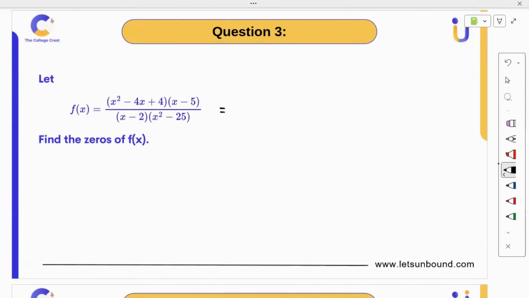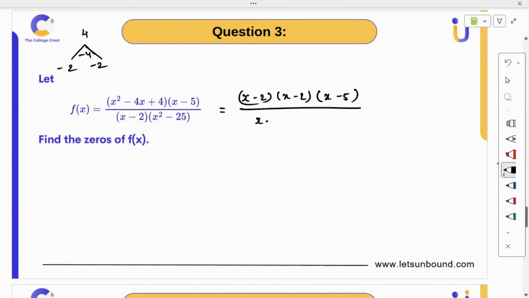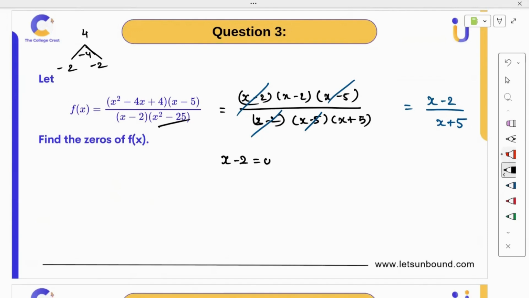x squared minus 4x plus 4. Product you need is 4, sum you need is minus 4. So 2 times 2, give both negative, which is x minus 2 into x minus 2. x minus 5 is already a simple linear factor. Then x squared minus 25 is a difference of squares, which will go as x minus 5 into x plus 5. Now cancel out the common factors. One x minus 2 got cancelled, and x minus 5 cancelled. The simplified version is x minus 2 by x plus 5. Now set your numerator to 0 for solving x. So we got x equals 2, so only one zero.